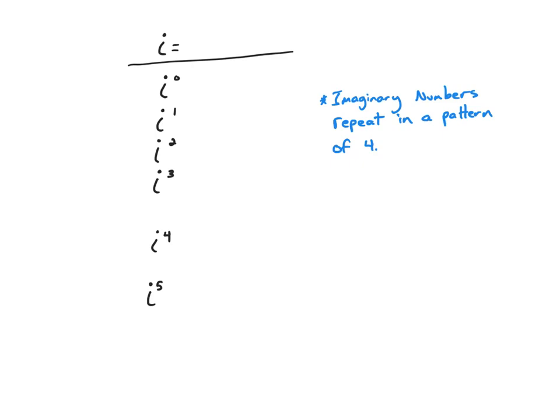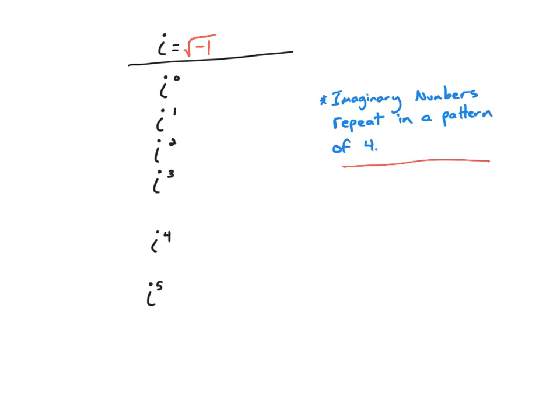So today we're going to talk about imaginary numbers, and more specifically we're going to start with the imaginary unit, which is i. i is equal to the square root of -1. And then as we figure out our solutions, we have to remember that imaginary numbers repeat in a pattern of 4. So we'll figure out what the answer to i to the 0 is.